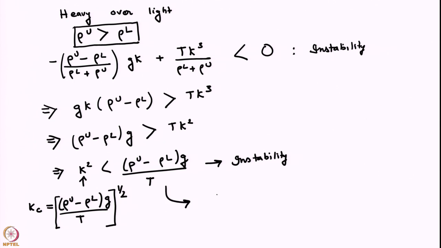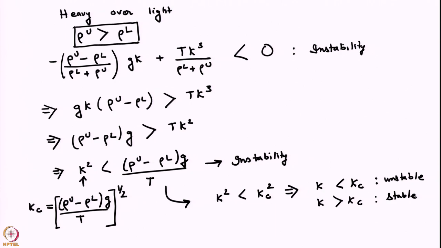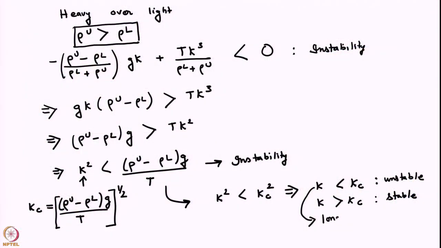So this can be rewritten as k square is less than kc square, or in other words, if k is less than kc, some critical wave number which depends on the parameters of the system, the surface tension, the two densities and the value of acceleration due to gravity. So all k's which are less than kc are unstable. All k's which are greater than kc are stable. So this implies long waves are unstable, short waves are stable.